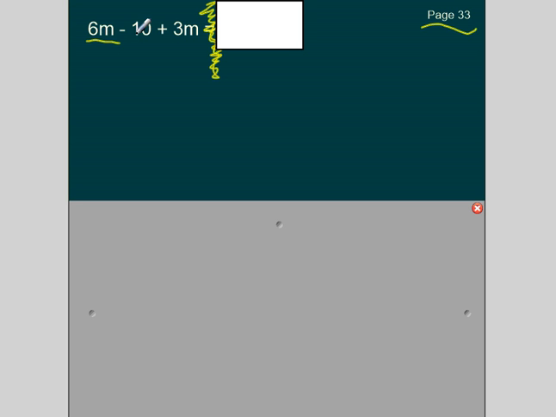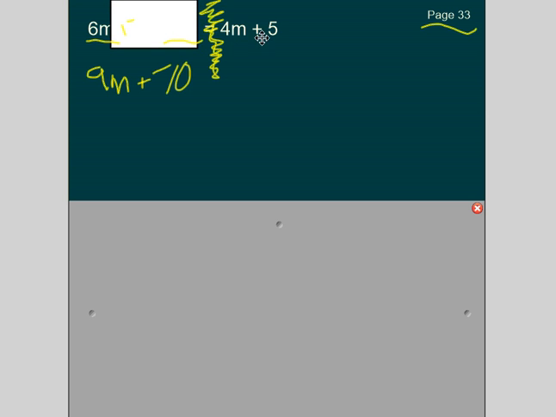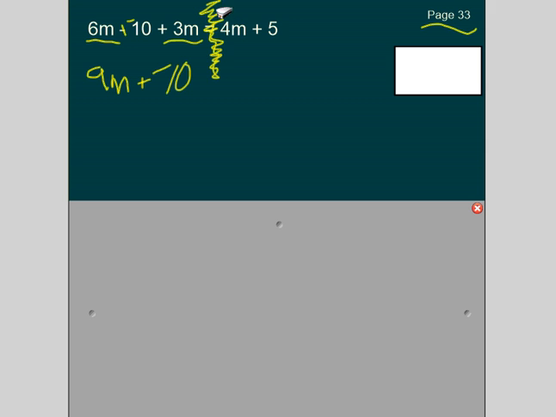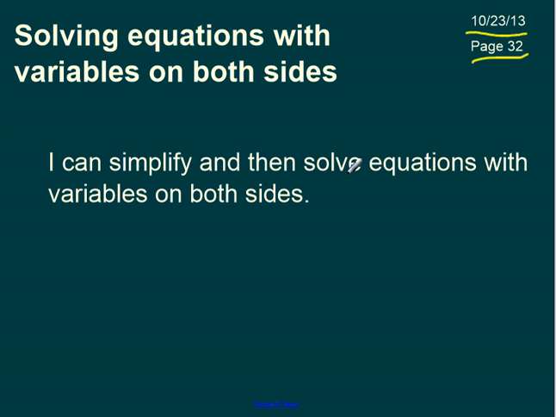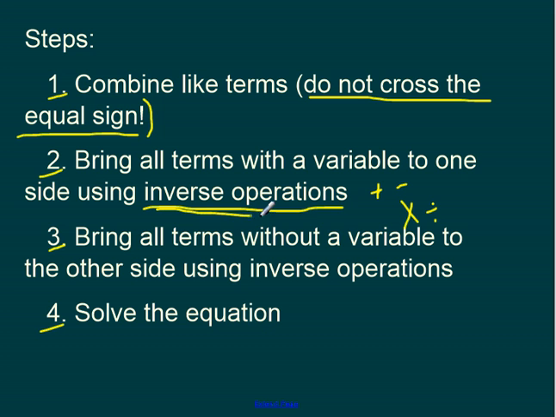So I have 6m, I'm changing subtraction to adding the opposite, and then I have 3m. 6m plus 3m is 9m. And then I have plus negative 10. Once I've combined like terms on the left-hand side, I'm going to check my right-hand side, and there are actually no terms to combine on this right-hand side. The reason I say you can't cross the equal sign is I can't take this 6m, 3m, and combine it with 4m over here. That equal sign has to be a wall. And you can only cross the wall when you use, hang on, I went too far, when you use these inverse operations. So let's go to step number 2 and see what that looks like.